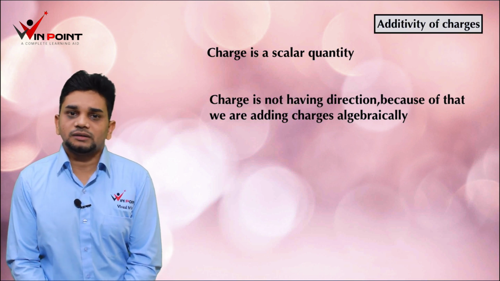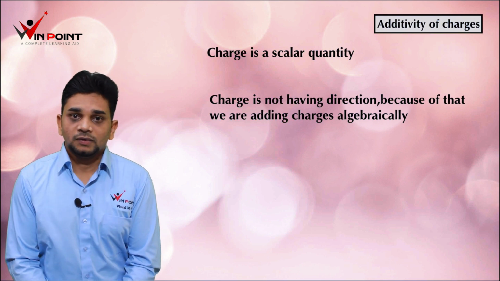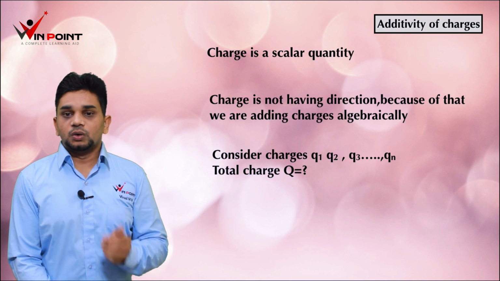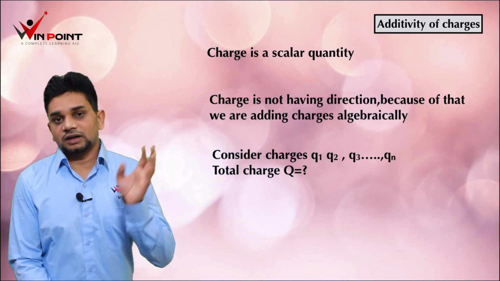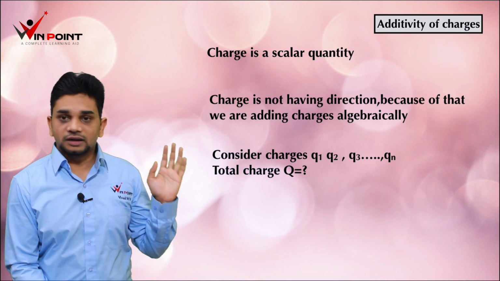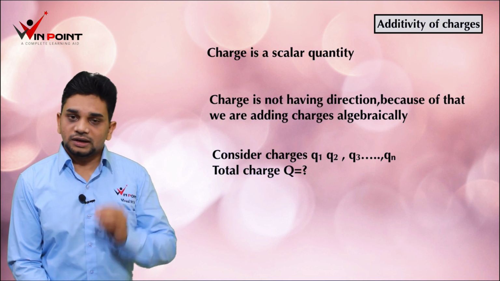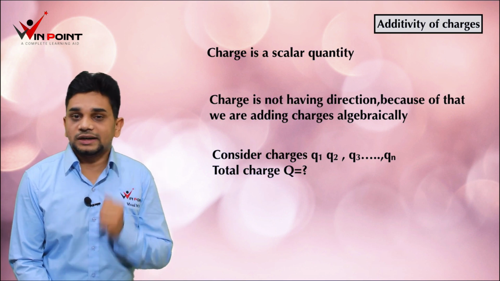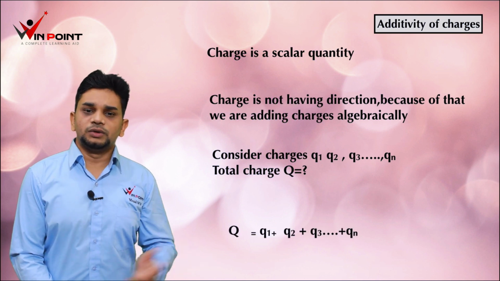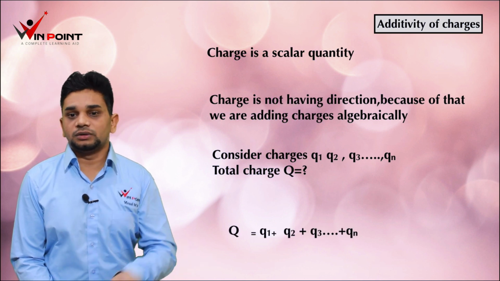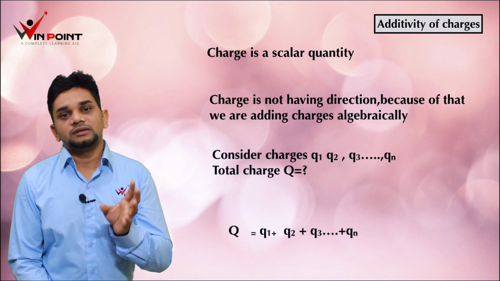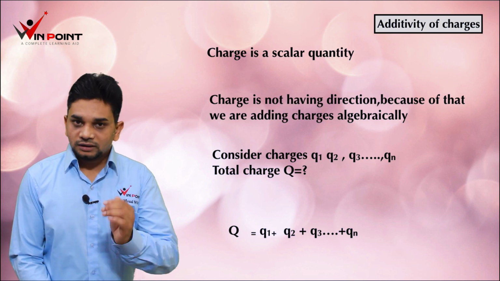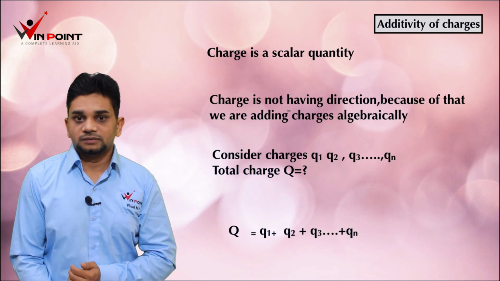Algebraically, what do you mean by this? For example, we are considering some charges: Q1, Q2, Q3, etc. up to Qn. Here you can see that there are Q1, Q2, Q3, etc. up to Qn. When we are adding, how we can find the total charge here? Just add it. Q is equal to Q1 plus Q2 plus Q3 plus etc. plus Qn. Just adding, then we will get the total charge. That is algebraic addition.